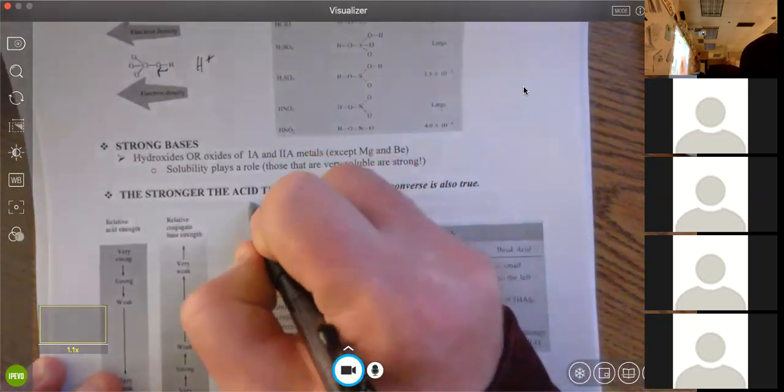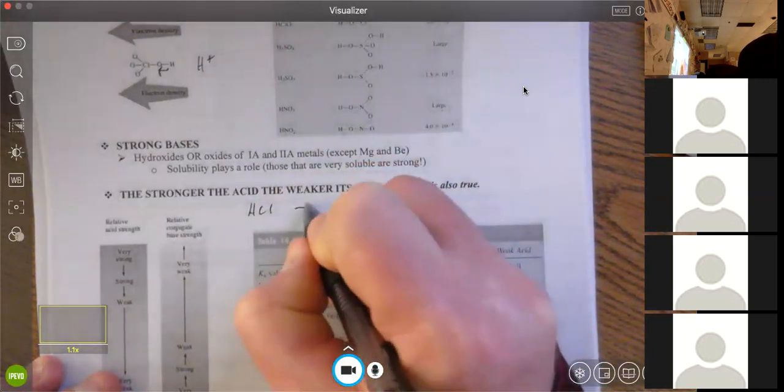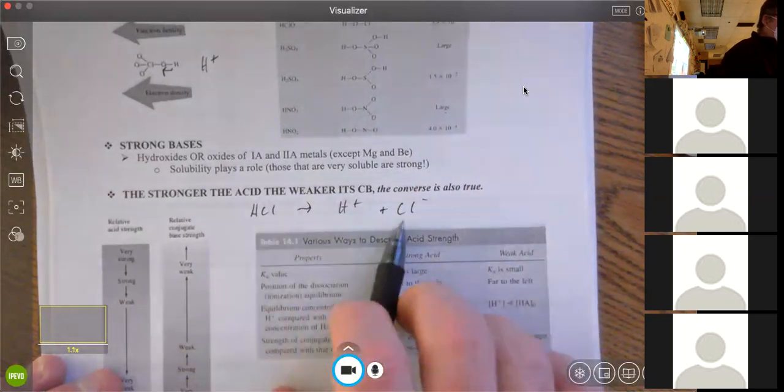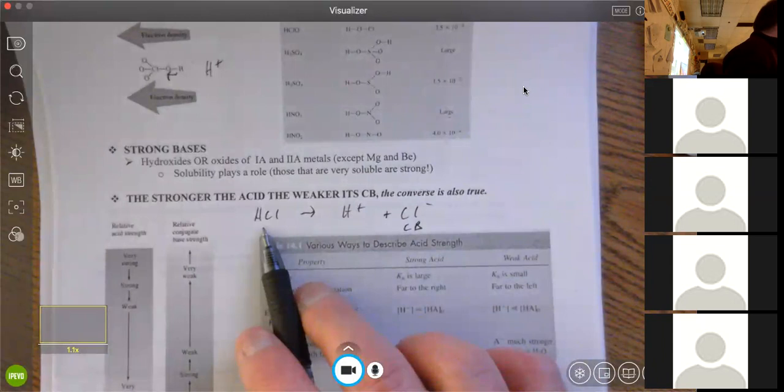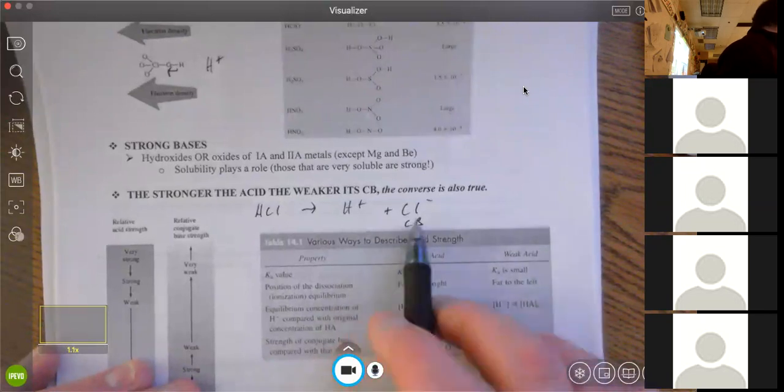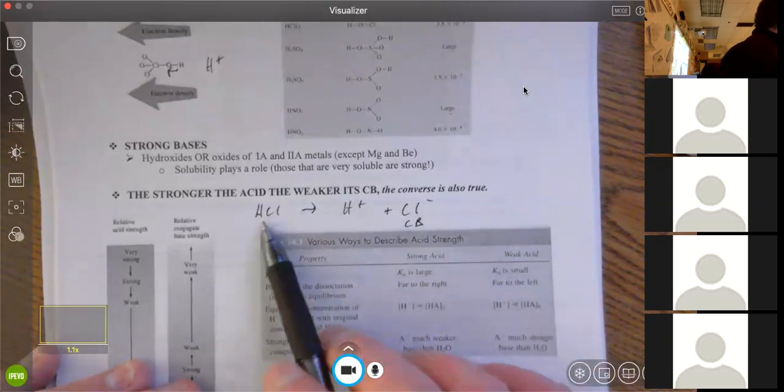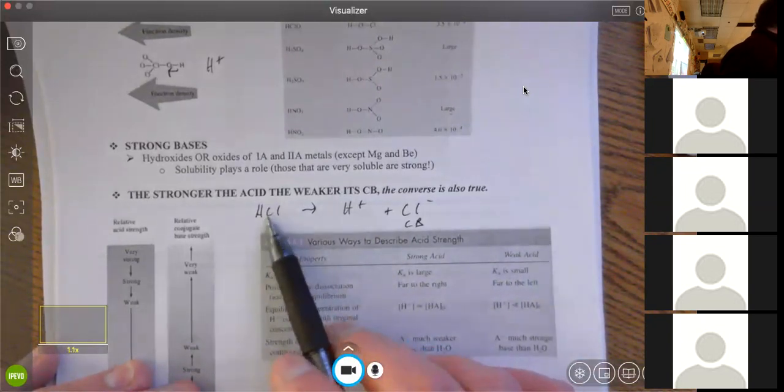Let's say you have HCl, and that goes to H plus and Cl minus, right? This Cl minus would be the conjugate base. Since this is a very strong acid, this conjugate base will be very weak. That makes sense if we try to get it to pair up with an H, because we know it's going to lose it quite quickly. HCl dissociates almost completely, so that makes it a very weak base, or proton acceptor.